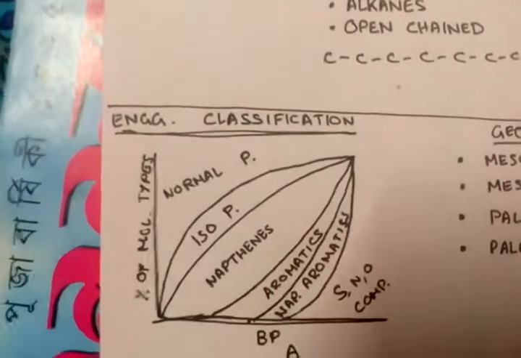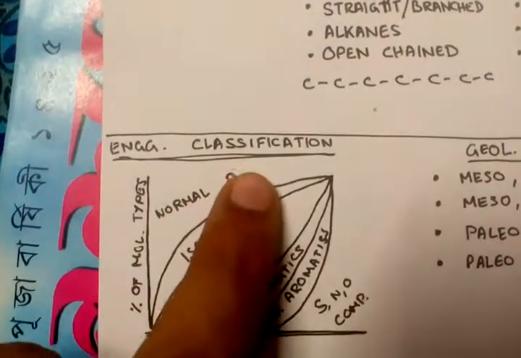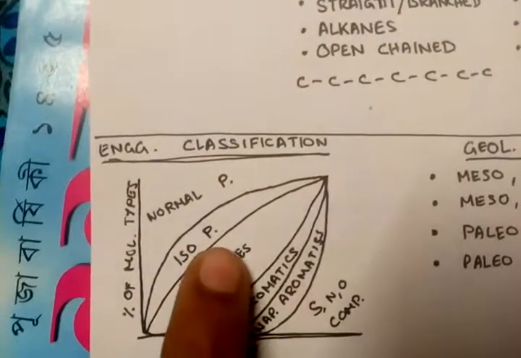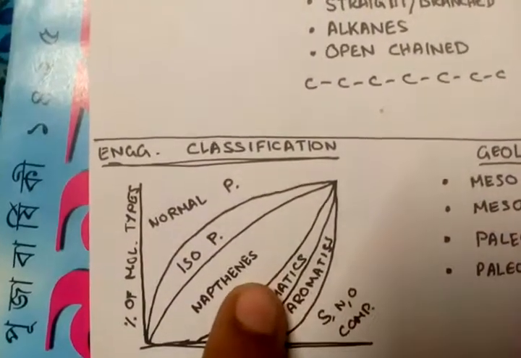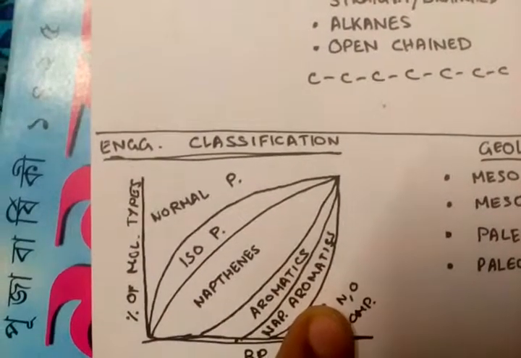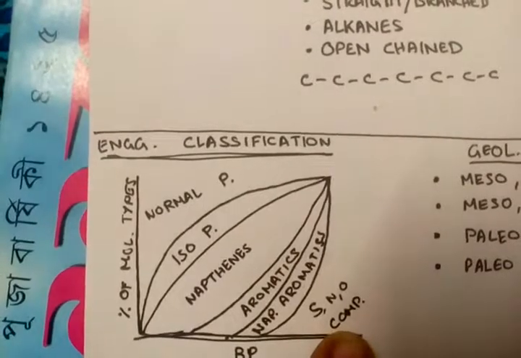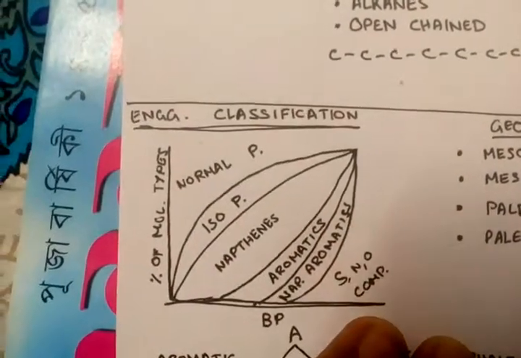On this basis, we have a diagram like this, where there are normal paraffins, then isoparaffins, then naphthenes, then aromatics, then naphthoaromatics, and then there are compounds of sulfur, nitrogen, and oxygen. Okay, this is basically the engineer's classification.